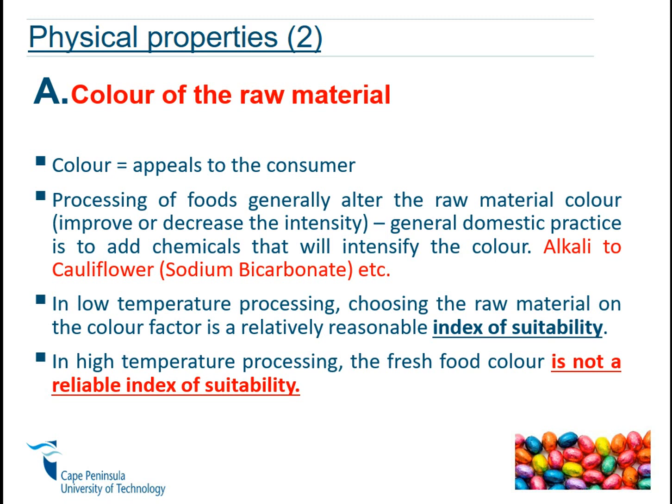Let me repeat that. We are saying in low temperature processing, choosing the raw material on the color factor is relatively a reasonable index of suitability. So it's saying if you are going to process using low temperatures, you can choose your raw material based on the color. However, if you are going to use high temperature processing, the color that you have of your fresh food is not a reliable index of suitability. And I'll go on to explain why on the next slide.